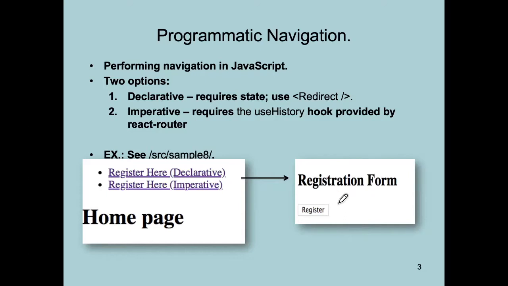And if it's happy with all of that, then typically it redirects the user back to, let's say, the home page. So it's this final bit here. This is what we need to implement programmatically. Okay, so let's look at how we implemented it both declaratively and imperatively.